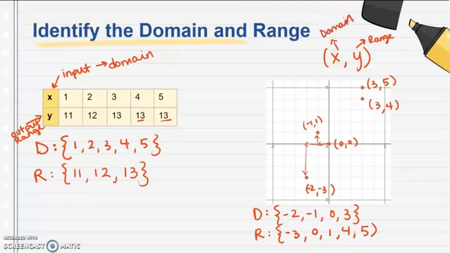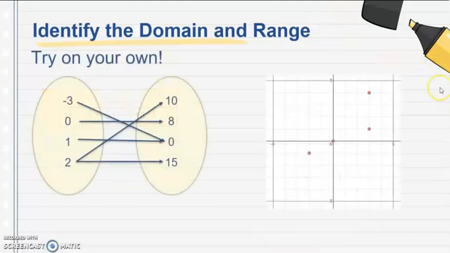domain. On this next screen, I'm going to have you try a couple on your own. So be prepared to pause the video and try. This time we have a mapping and another graph. I'd like you to identify the domain and range. So please pause the video and revisit us when you have your answer and can check it with what we got.